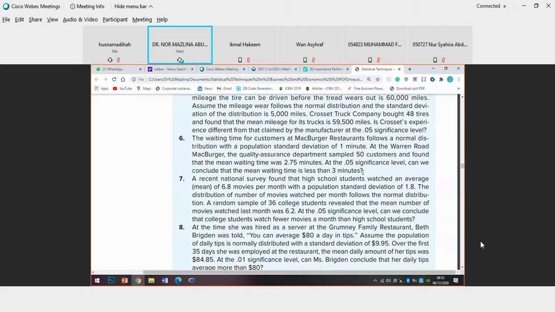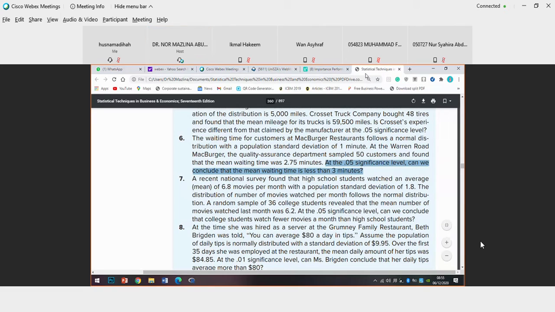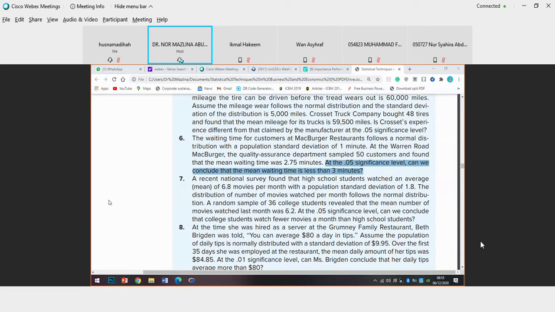Jadi sebelum awak declare yang waiting time is less than 3 minutes, you need to test your statement first. Alright? Jadi in this case, this is a one-tailed test. Okay, jadi kalau one-tailed means that you're going to do H0, H1. Okay, teka dulu. Apa dia yang bawah, apa dia yang atas. Ataupun apa dia yang atas, apa dia yang bawah. Oh, sorry.